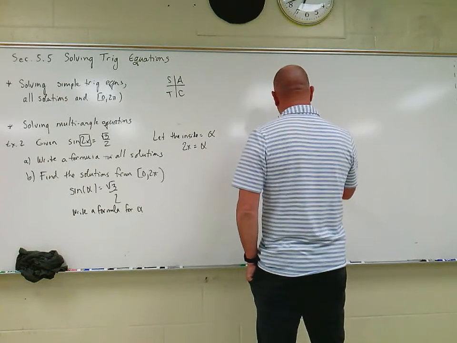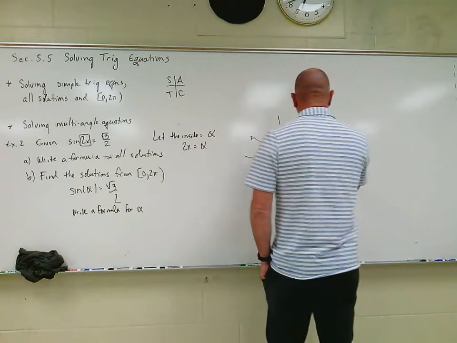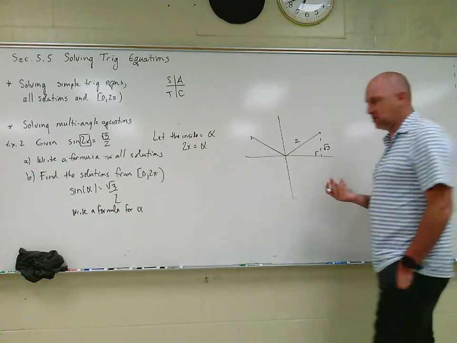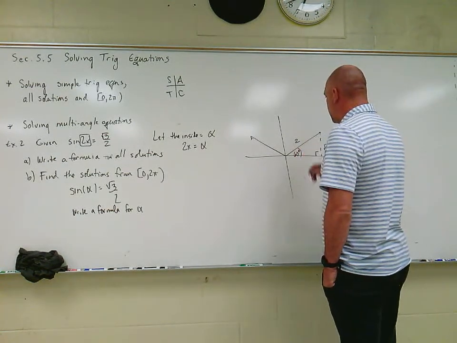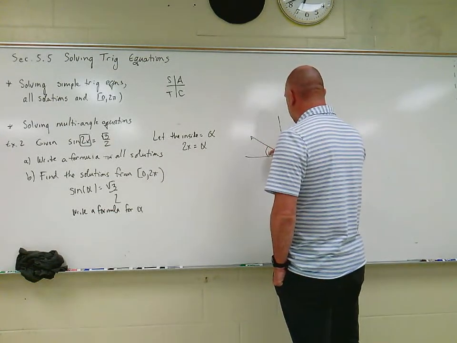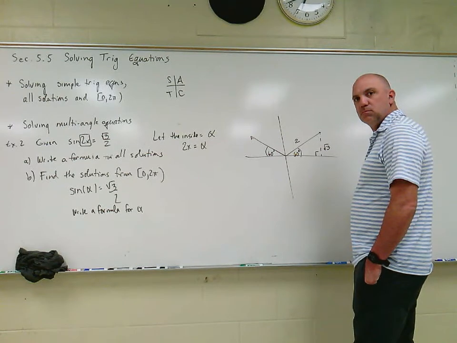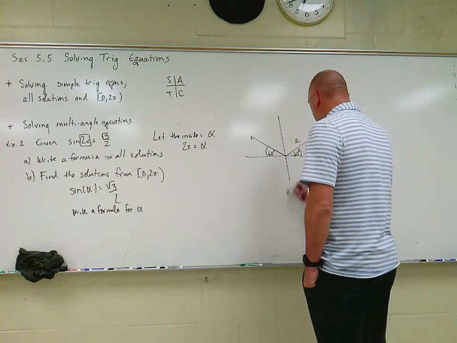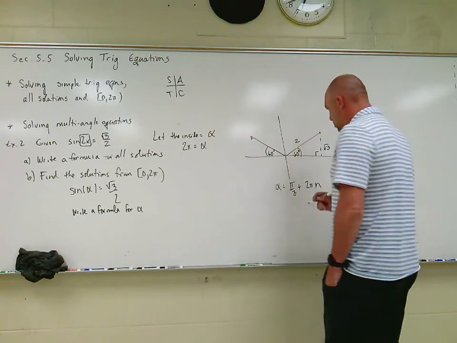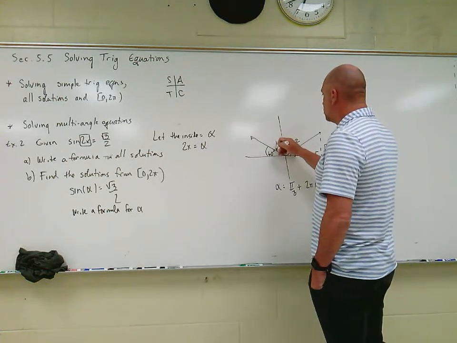So we said quadrants 1 and 2 is correct. All right, what's your angle there? 60. All right, so that's 60. And this one is also going to be 60. All right, so what angle is that in radians? Pi over 3. So we get alpha equals pi over 3 plus 2 pi n. That's one of ours. The other angle is 120.